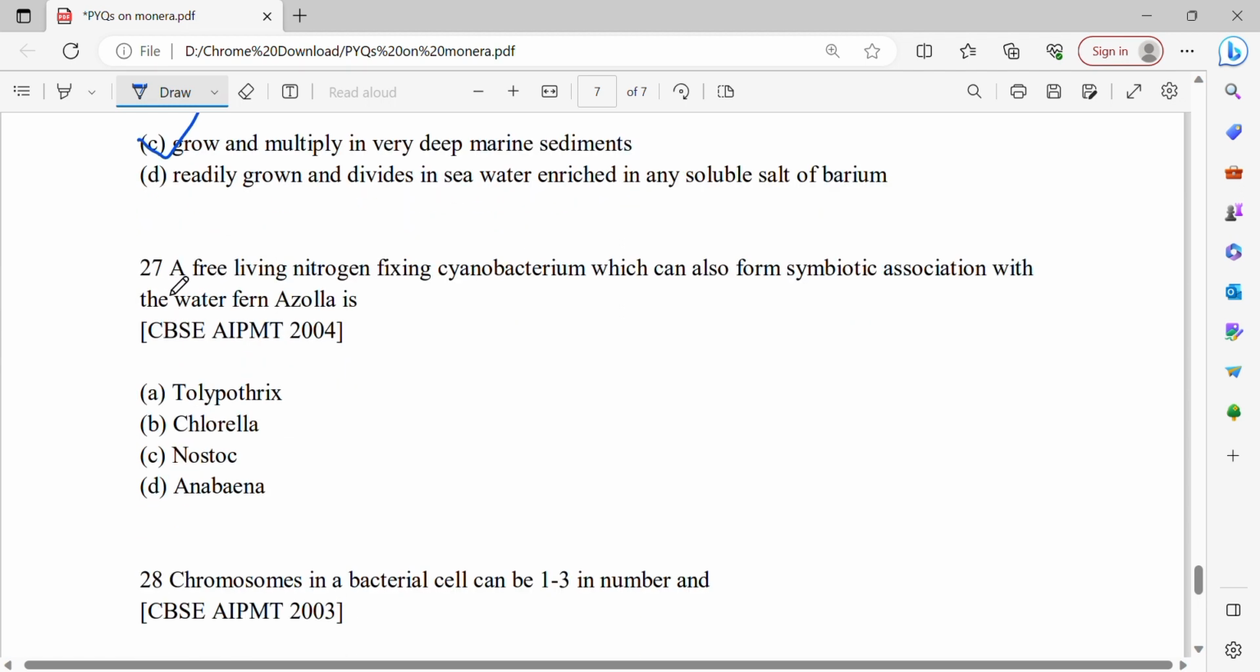Question number 27. A free-living nitrogen-fixing cyanobacterium which can also form symbiotic association with the water fern azolla is option A Tolypothrix, option B chlorella, option C nostoc, option D anabaena. And the correct option is option D anabaena.